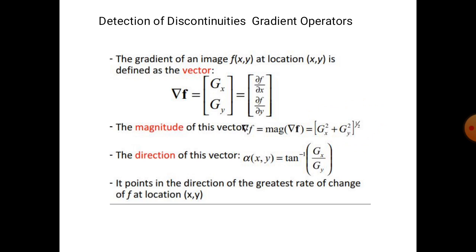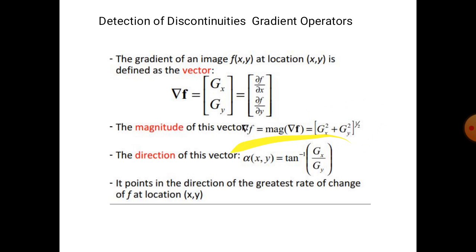Note that gx, gy and M of x,y are images of the same size as the original, created when x and y are allowed to vary over all pixel locations in f. It is common practice to refer to the latter image as the gradient image, or simply as the gradient when the meaning is clear. The summation, square and square root operations are array operations here.